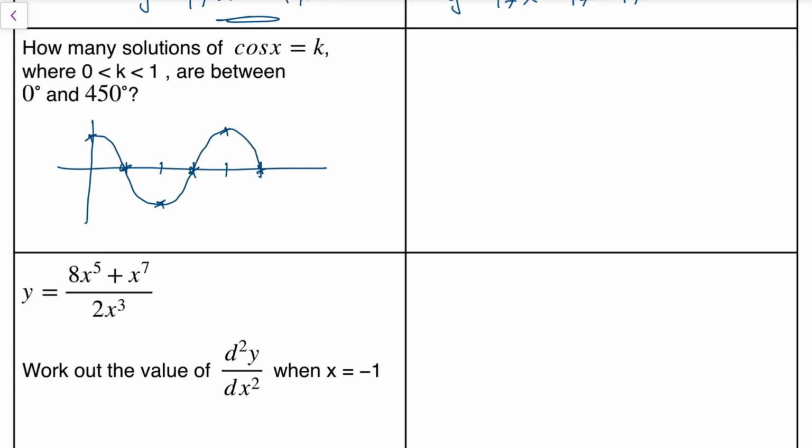Now, how many solutions are there where k is positive? So if I draw a line, I get ding 1, ding 2, ding 3. So actually this is not too bad because my final answer is 3.